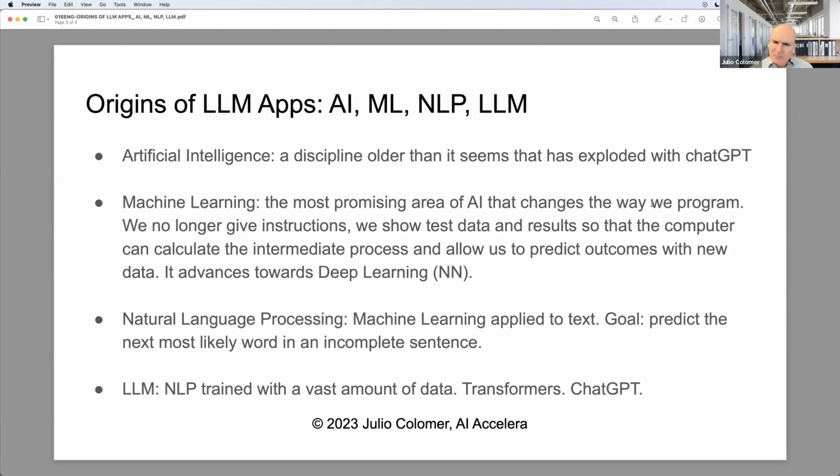The last thing: when we apply machine learning to text instead of numbers, we start using what is called natural language processing. This is just machine learning applied to text. And when you use it with huge amounts of text, you have the large language models like ChatGPT.